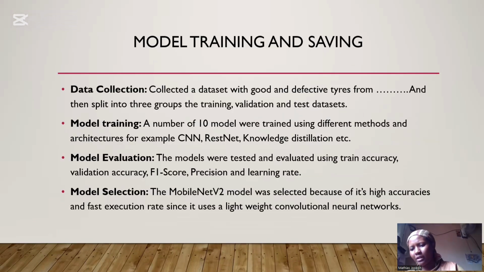So, how did we come up with our machine learning model? First, we collected data. We got images of tires for both good and defective tires. From these images, we trained 10 models. Among them were contrastive learning models using CNN. We used pre-trained models like ResNet, and from there, we used knowledge distillation amongst these ones. The best performing model was the one we deployed, and that was the MobileNet model.